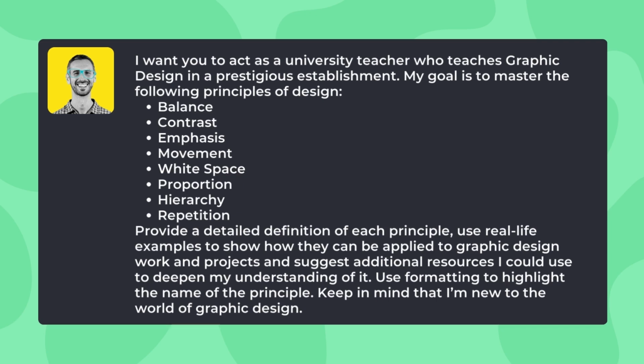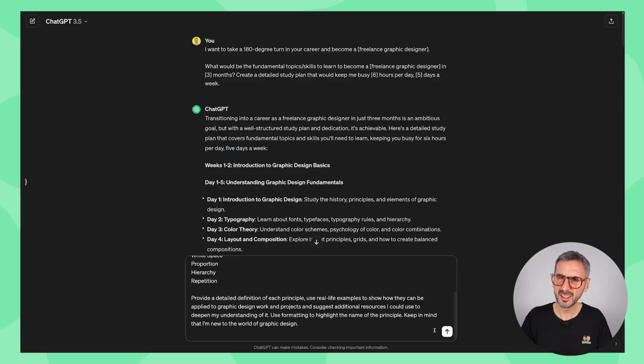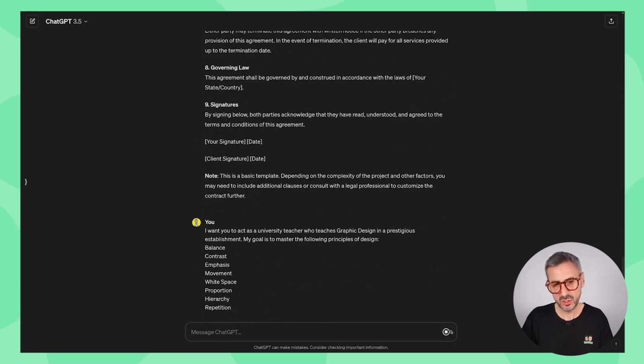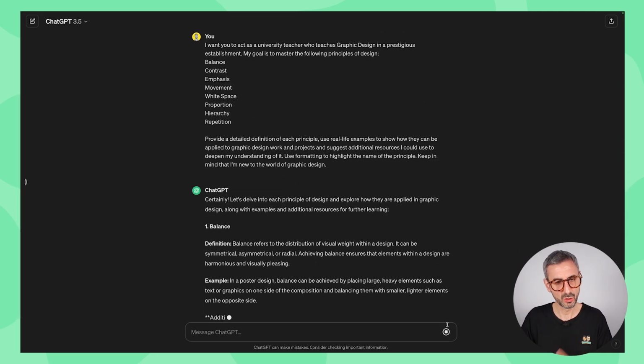Provide a detailed definition of each principle. Use real-life examples to show how they can be applied to graphic design work and projects, and suggest additional resources I could use to deepen my understanding of it. Use formatting and highlight the name of the principles. Keep in mind that I am new to the world of graphic design. So this is quite an elaborate prompt, but it should work if I want to really go deeper.